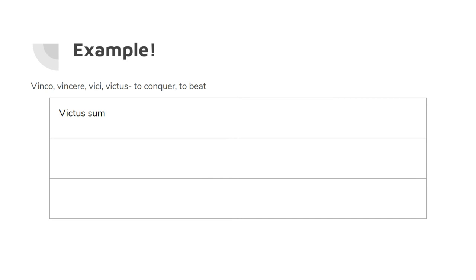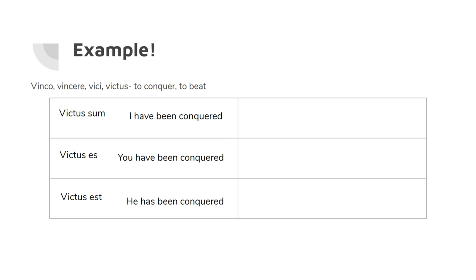So my form here is victus sum, two words. Do you see how easy that is? I changed nothing. It is just taking that fourth principal part and slapping that extra word to it, okay? That would translate as I have been conquered, victus sum. For the second one, fourth principal part, victus, second word, es, victus es. You have been conquered. Third person singular, victus est. He has been conquered. And you might notice here I've just said he, not he, she, it. We'll talk about that in just one second.